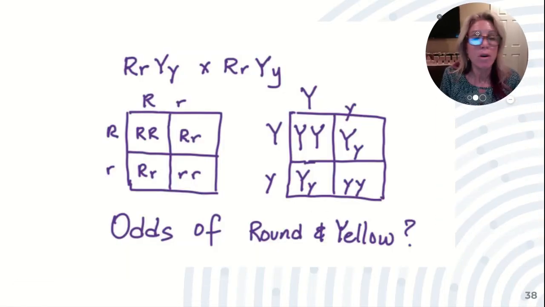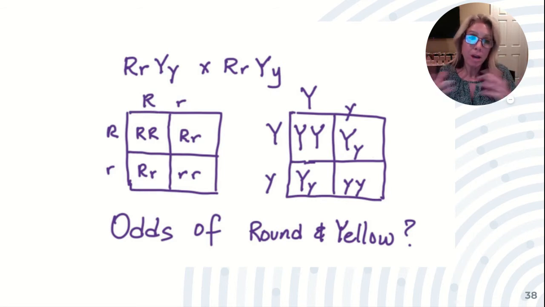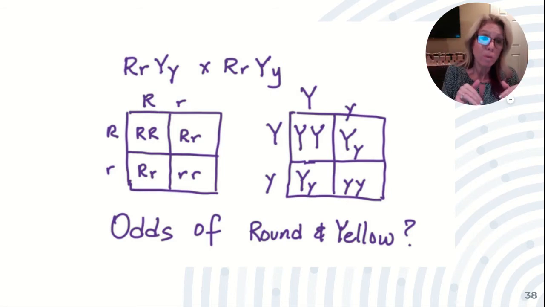So the same cross as we did before. Big R, little r, big Y, right? A dihybrid cross. But this time I just make the Punnett for the R's. So I cross just the R's together, big R, little r, big R, little r. Okay, and I do a Punnett just for the Y's. And then I want to know, what are the odds that I would get round and yellow? When we did the big Punnett square, we said 9 out of 16 were going to be round and yellow. Does that show itself here?